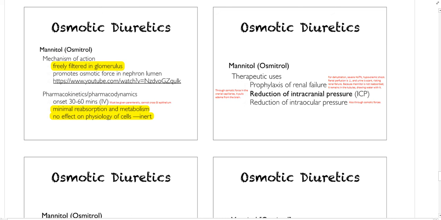There's very minimal reabsorption and metabolism, and it's inert. So it's really overall a safe medication, but it's really only good for a few things, to try to prevent renal failure, for example. So if they have severe dehydration, hypotension, hypovolemic shock, we may give this to help maintain renal perfusion, because once you stop putting water through the kidneys, they start to shut down and deteriorate. So we got to keep perfusion through the kidneys.